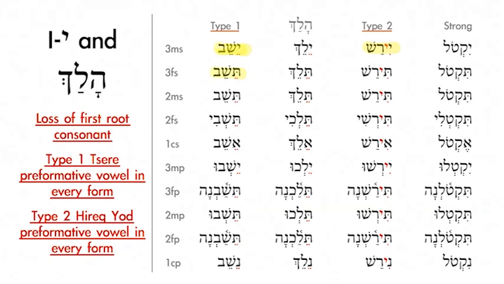Yeshev, teshev, teshev, teshvi, eshev, yeshvu, teshavna, teshavu, teshavna, neshev. Now, how do you reconstruct a verbal root like this when you've lost a root letter? The key here is this. The sere preformative vowel is diagnostic or distinctive of the one-yod weak verb category.